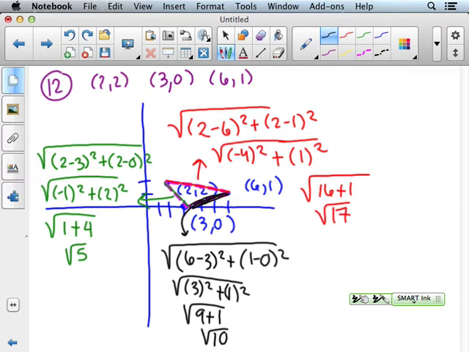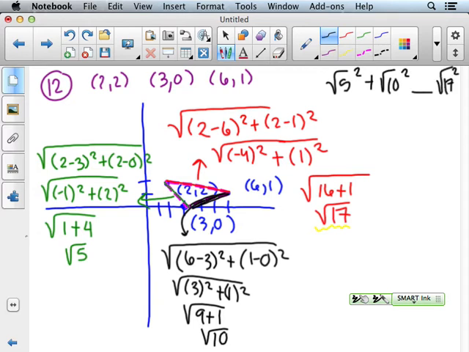Now we're going to check. I'm going to put this into the Pythagorean theorem, or the Pythagorean inequality. I know that this is my biggest side. Square root 17 is bigger than square root 10 and square root 5, so that's my C. So we'll say square root 5 squared plus square root 10 squared something square root 17 squared.